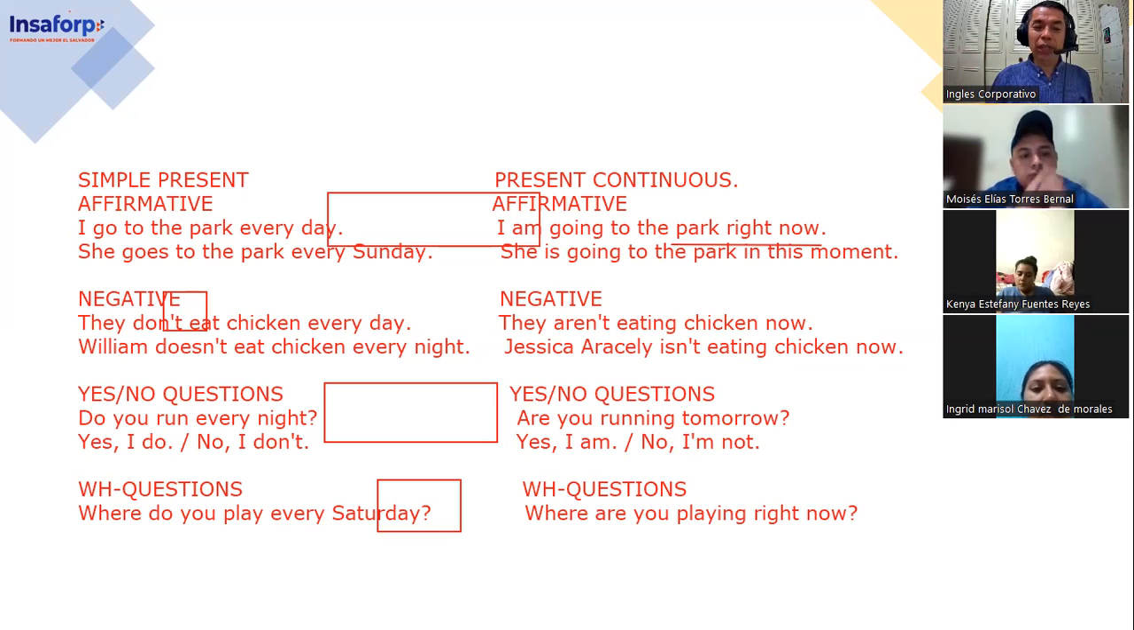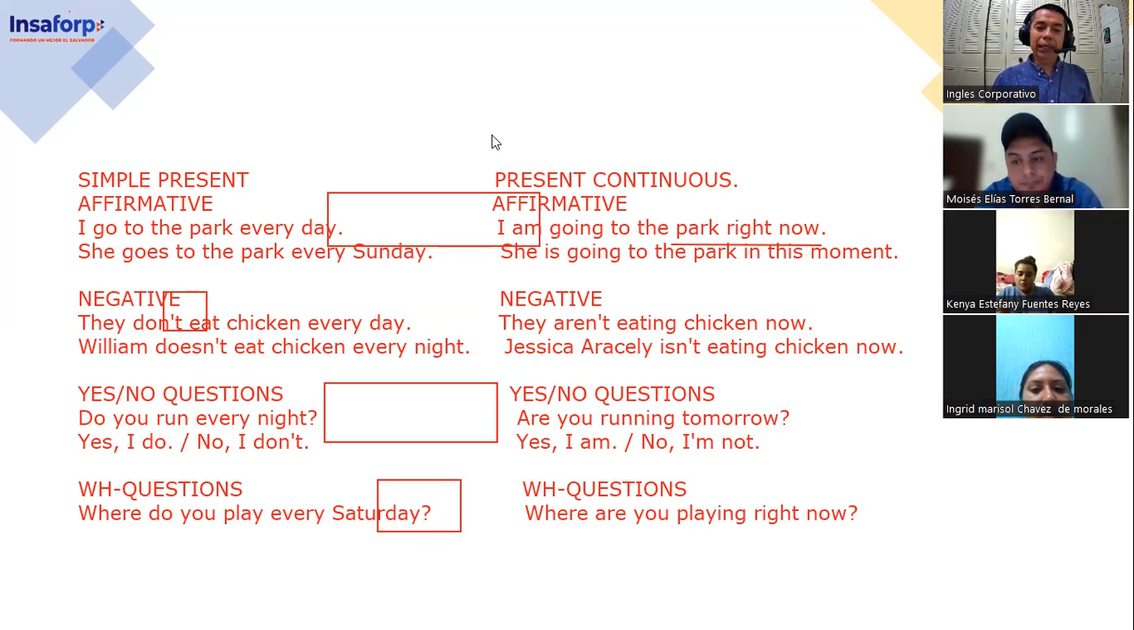Repito, los auxiliares do y does los vamos a usar tanto en el negativo, en las preguntas y también en las respuestas cortas del presente simple. Nunca voy a usar el do y el does en el presente continuo. No voy a decir, I am going down to the park, o they aren't don't eating. Vamos a no mezclar el aceite con el agua, el do y el does va aparte, ¿sí?